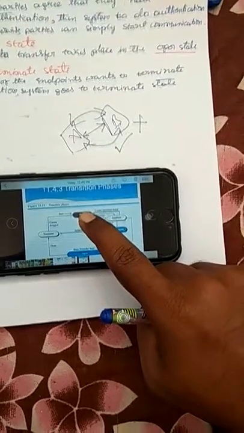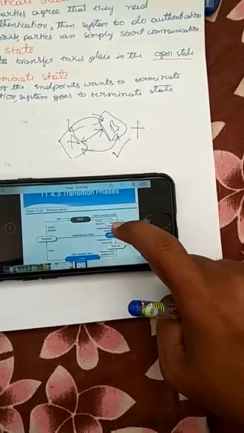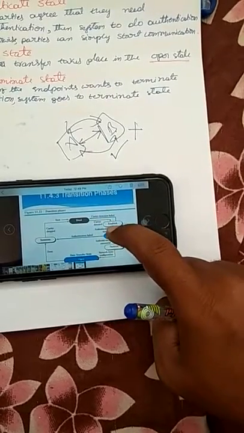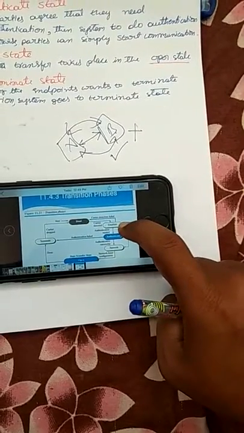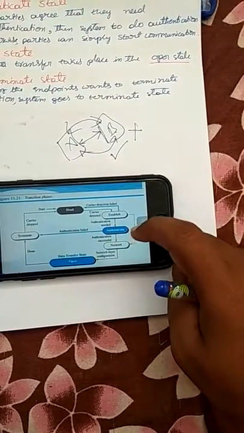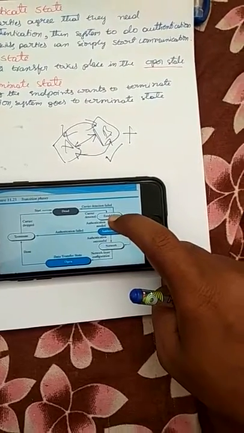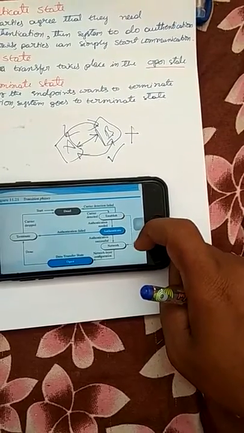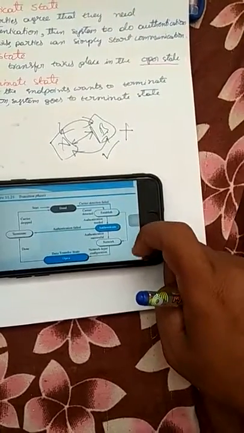Here in dead state there are no active carriers, it will be quiet. When either one of the parties is going to communicate, the dead state will move on to the establishment state. Next, after establishment, the two parties are going to negotiate. Negotiate means they are going to discuss and make an agreement on whether to authenticate or not.